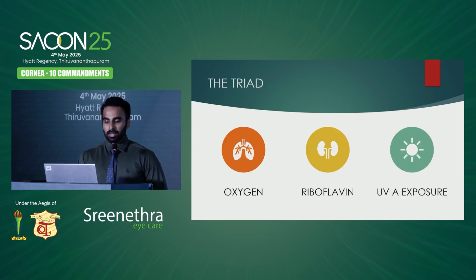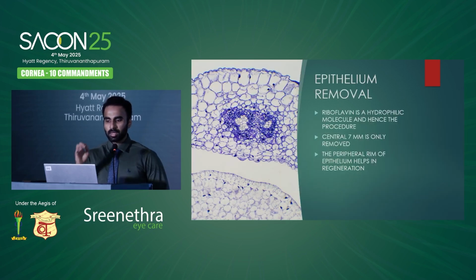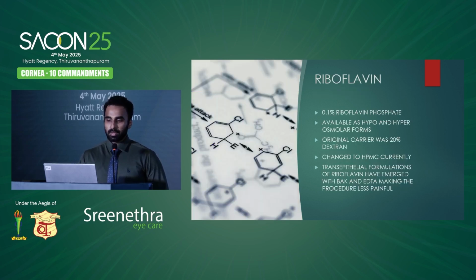So in cross-linking, the triad, you need three things. You need oxygen, you need riboflavin, and you need UVA exposure. Generally, when we do this cross-linking, we need to remove the epithelium because riboflavin is a hydrophilic molecule, and hence it can't penetrate the epithelium. So we need to remove the central 7 millimeters of epithelium for the riboflavin to penetrate.